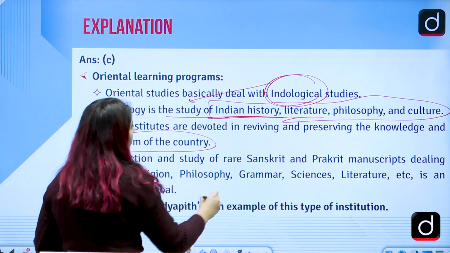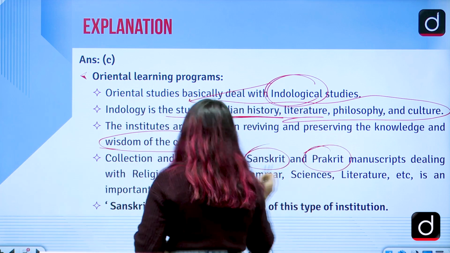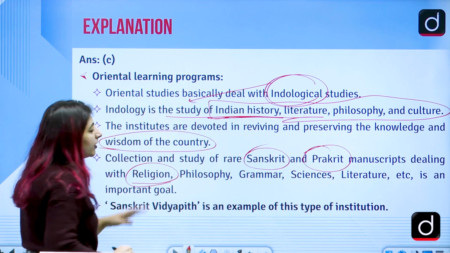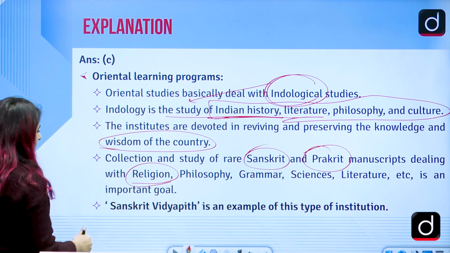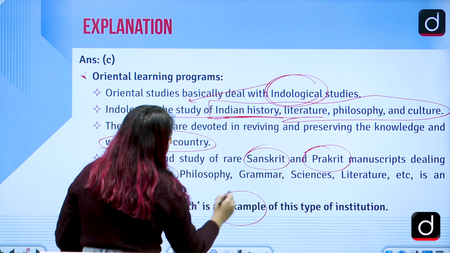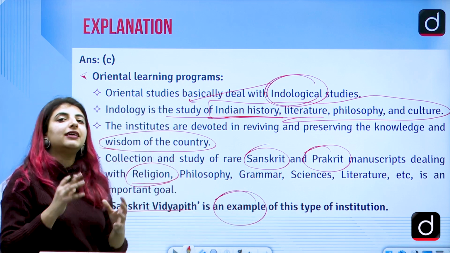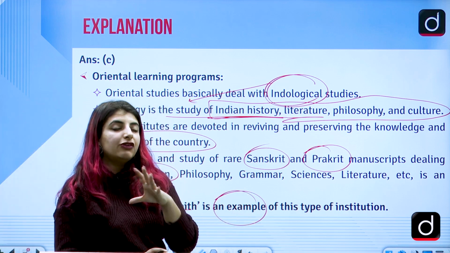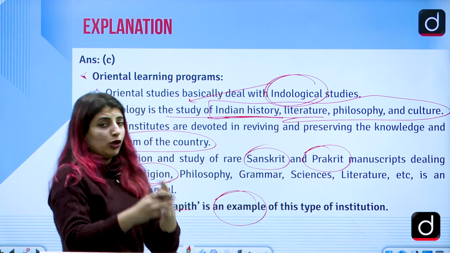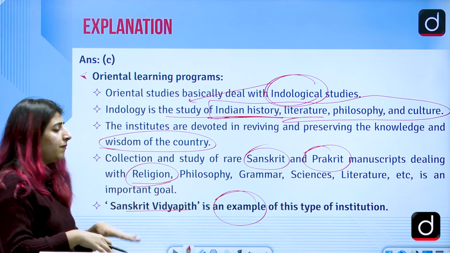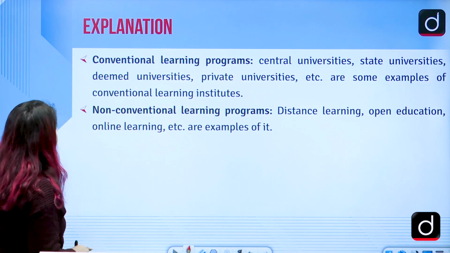Collection and study of rare Sanskrit and Prakrit manuscripts dealing with religion, philosophy, grammar, sciences, literature, etc. is an example of this very thing. Sanskrit Vidyapeeth is an example of this type of institution because Sanskrit is being taught. The language which has not been given that much importance in today's time is also gaining independence for the institutional part.